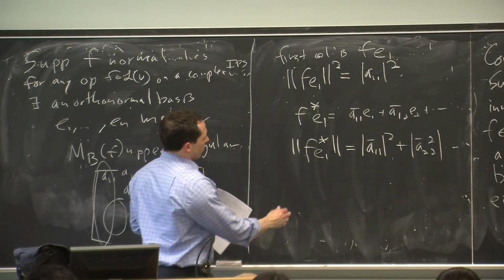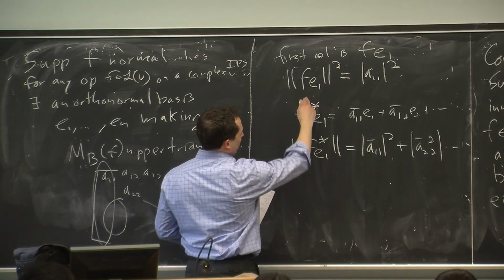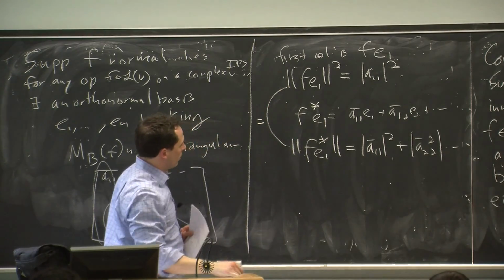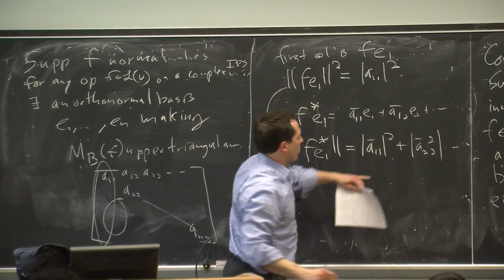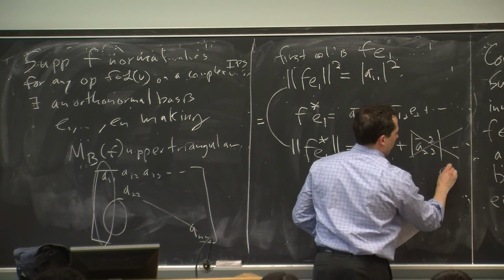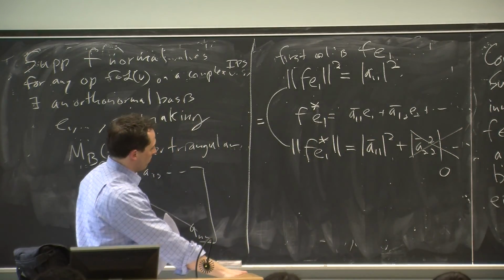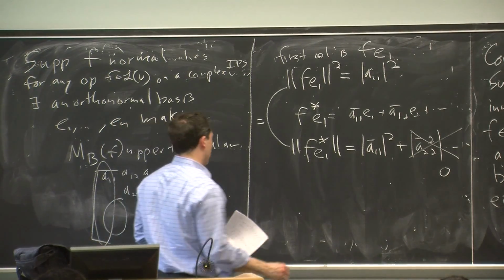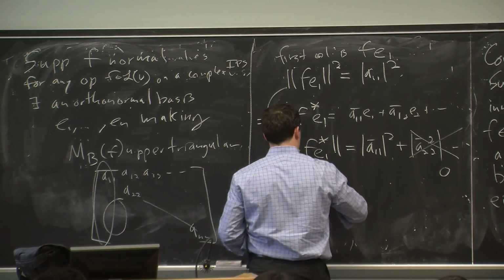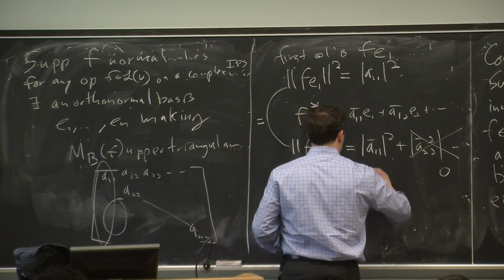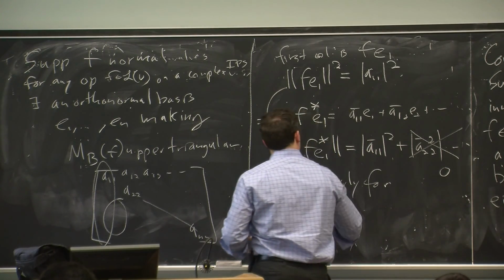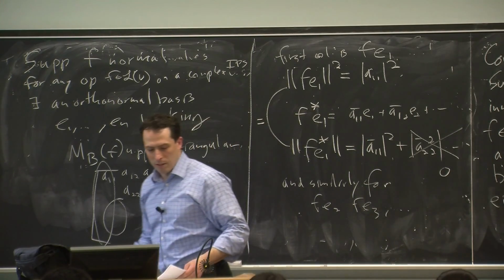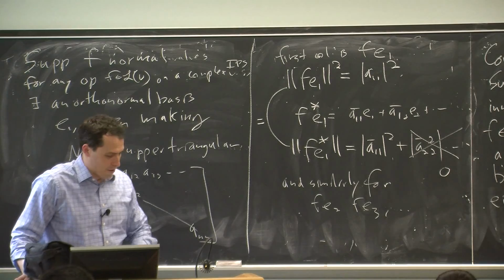But since F is normal, F and F adjoint have the same effect on any input vector, so these two things are actually equal. And since these are all non-negative real numbers, it must be that all of these trailing terms are 0. Everything else is 0. And similarly for FE2, FE3, and so on. We can show that the rest of those things are already 0. Need no further adjustment.